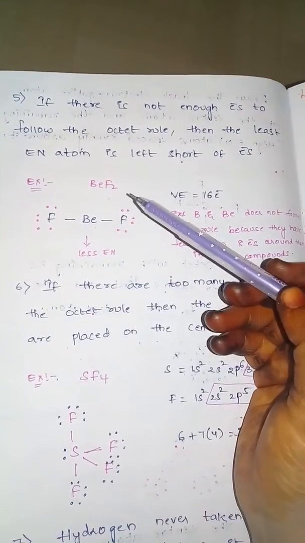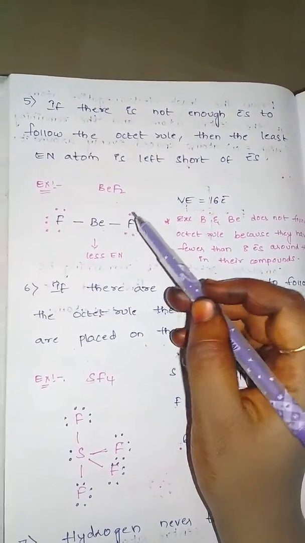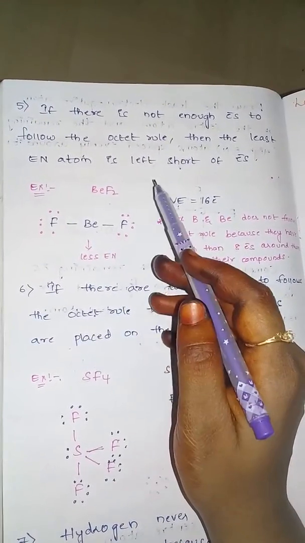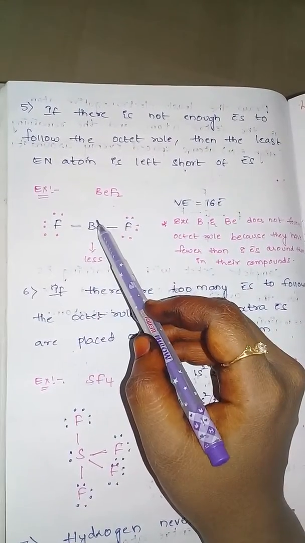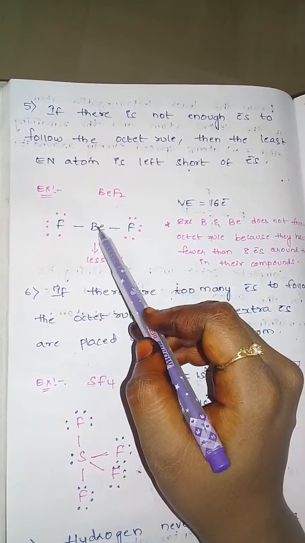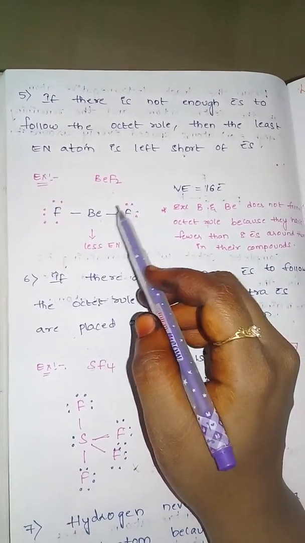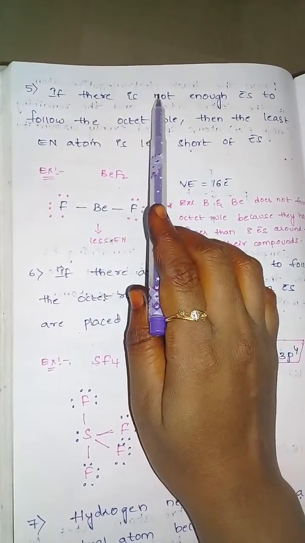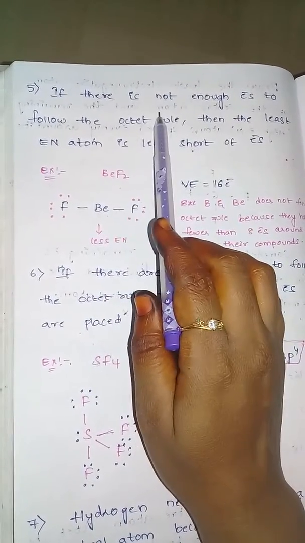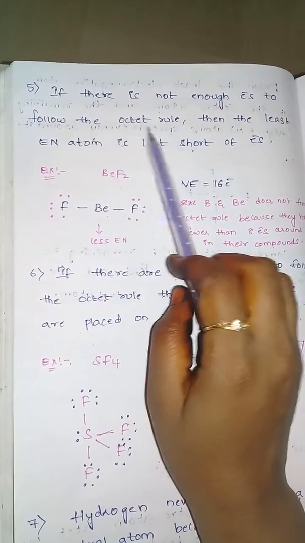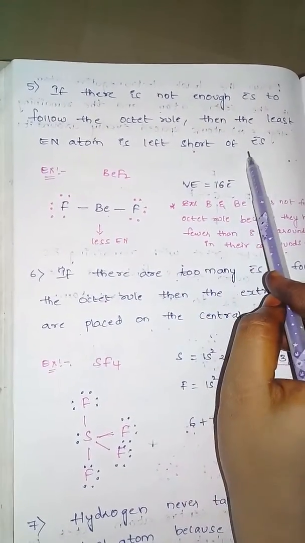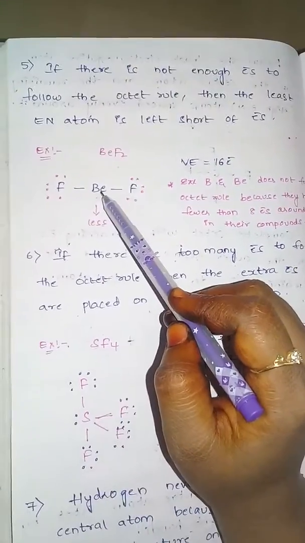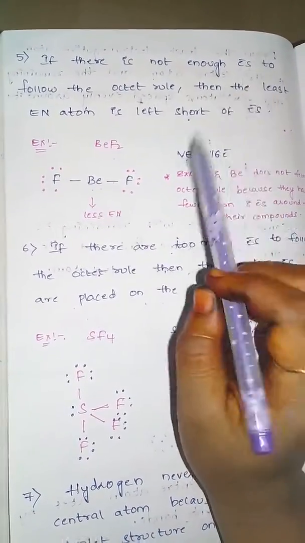To follow the octet rule, how many electrons do we want? 8 electrons. So beryllium does not have 8 electrons around it. That's why beryllium and boron do not follow the octet rule: in the fifth rule there are not enough electrons, so the least electronegative atom is left short of electrons. Here the least electronegative atom is beryllium, so beryllium is short of electrons.